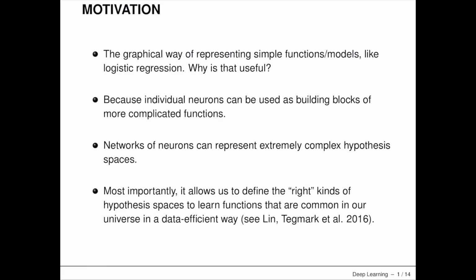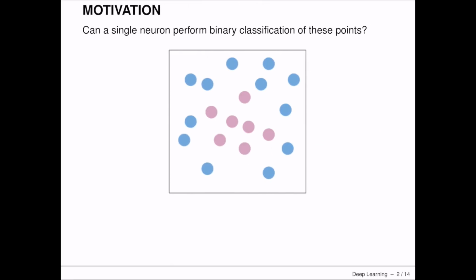And interestingly, it appears that they define very good hypothesis spaces in the sense that they are allowed to form good models for the prediction tasks and data occurring in this universe. What do you think? Can a single neuron build a model for binary classification to distinguish the red from the blue points? Maybe you can pause the video here and think a bit about an answer before continuing.